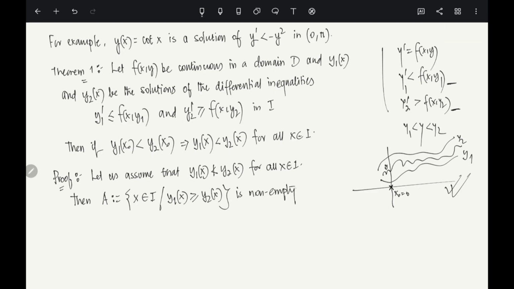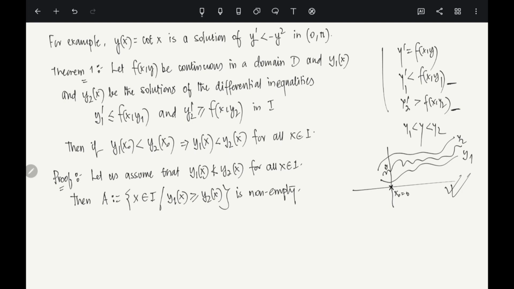This is clear. Why? Because you see, I am starting out with y1 below y2, right? If y1 stays below y2 for all x, we are done. So basically we are saying it does not. So there is a point x naught where y1 at least dominates y2, so greater than or equal to y2, right?